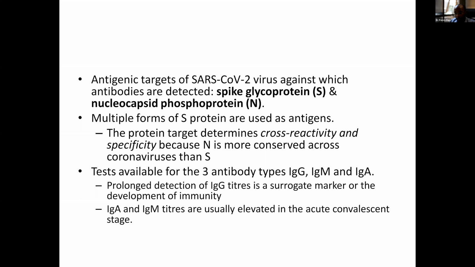So the tests that have been developed can detect various immunoglobulin classes, including immunoglobulin G, M, as well as immunoglobulin A. And as a rule of thumb, prolonged detection of IgG will usually be a marker for development of immunity, while having elevated titers of IgA and IgM will usually correspond to the acute convalescent stage.